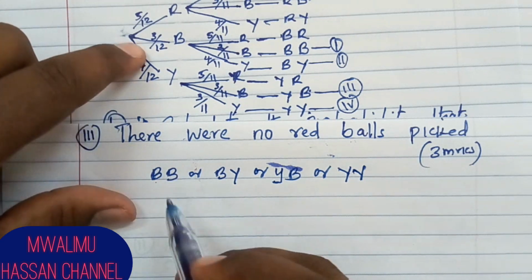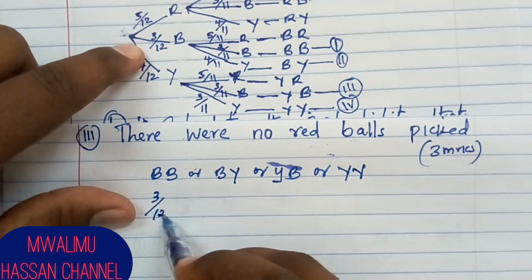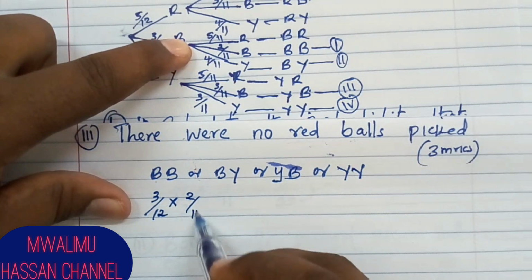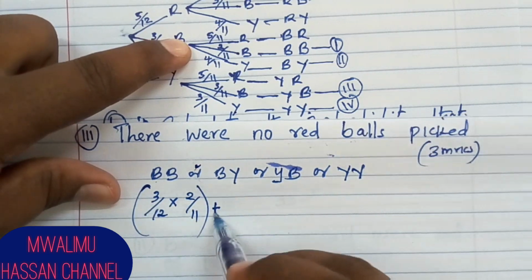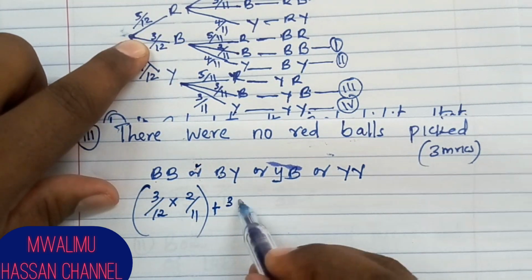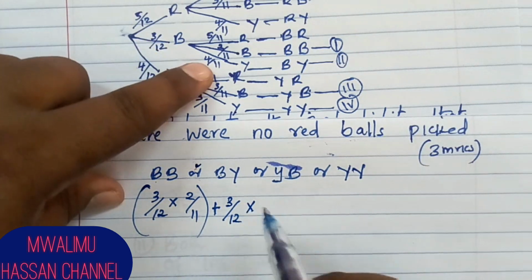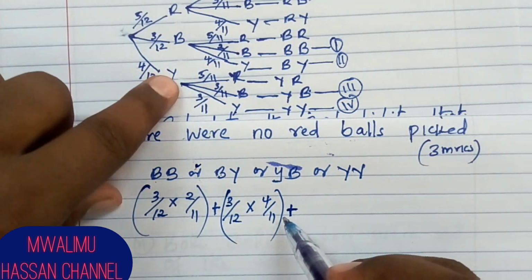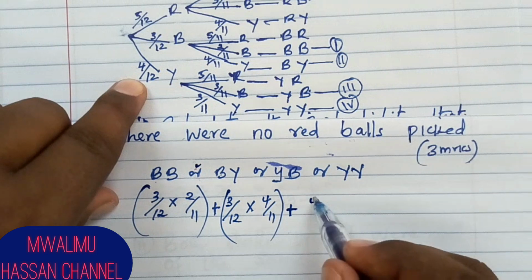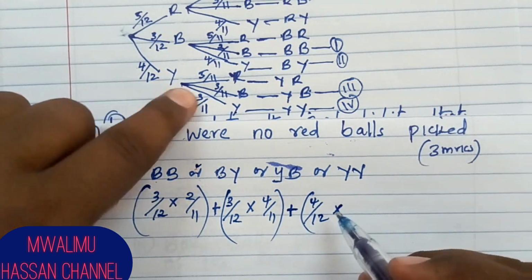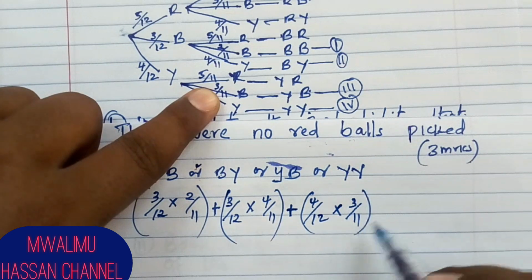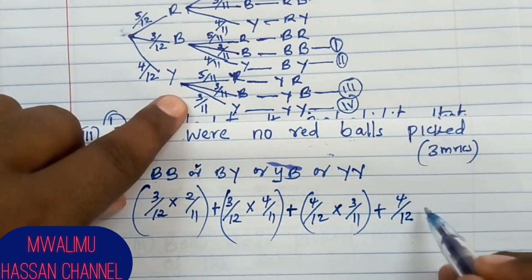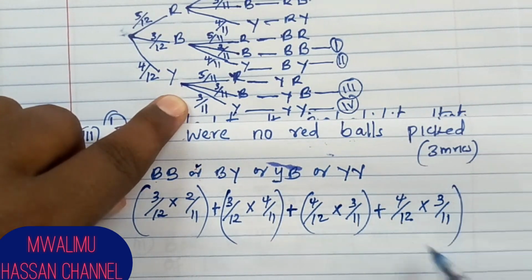So what is the probability of picking both balls being blue in color? So we're going to have the first part is 3 out of 12 times the probability of picking blue as a second ball is 2 out of 11, or means plus. Then we have blue, yellow, 3 out of 12 times yellow, which is 4 out of 11, plus yellow and blue. So yellow we have 4 out of 12 times blue, which is 3 out of 11, plus both balls being yellow. So we have 4 out of 12 times 3 out of 11.